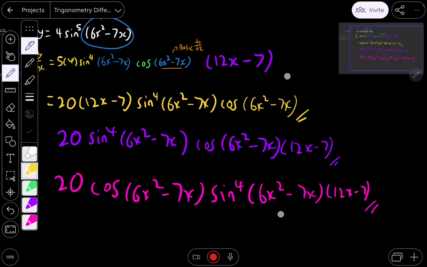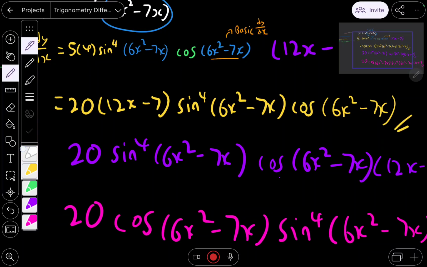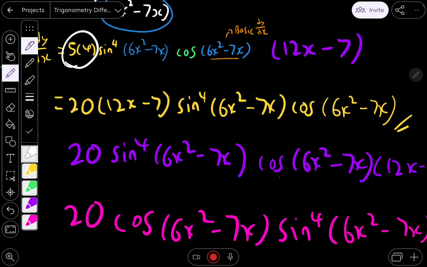Okay? But take note, when you have a constant here, 5 times 4, you need to simplify this one, and you cannot leave it in the first line. If not, they will penalize you. You will be marked down for that.